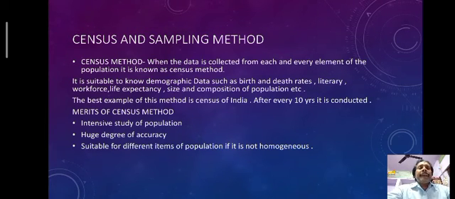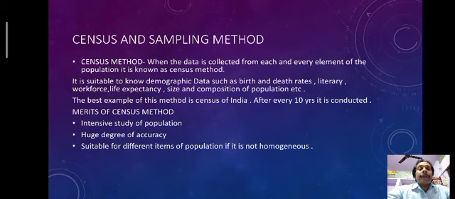Now come to the merits of census method. First, intensive study of population. So what do you mean by intensive study of population? Here the investigators not only ask the name, but also collect the information related to that particular population. Next, huge degree of accuracy. Here the accuracy may be 100% because the investigator has collected the data personally, and all the information he has gathered from the respondent personally, and that's why the accuracy is up to 100%.